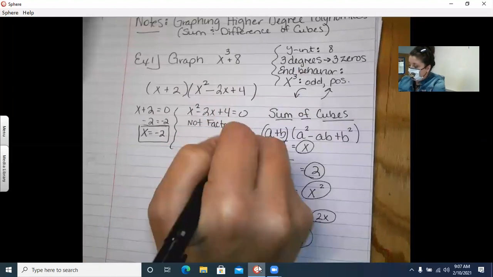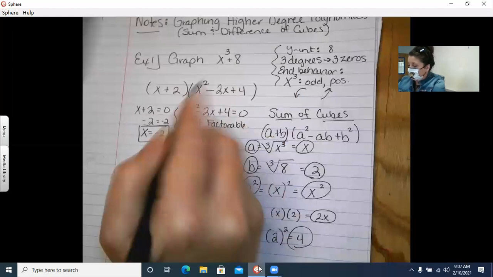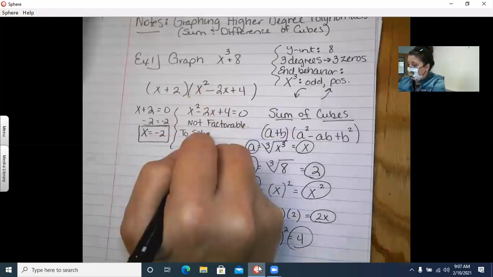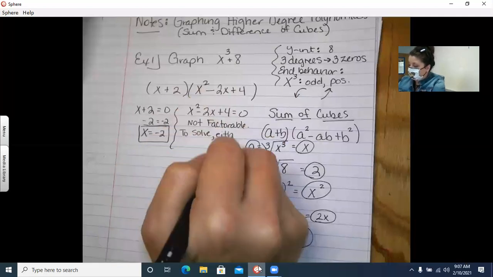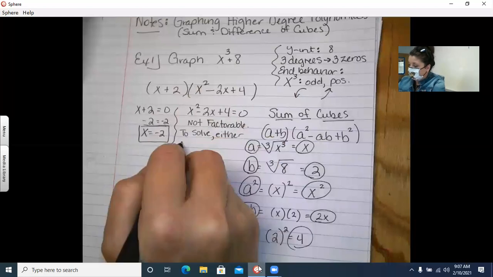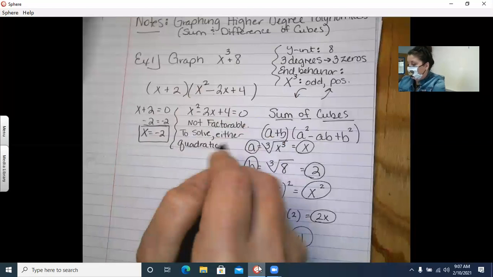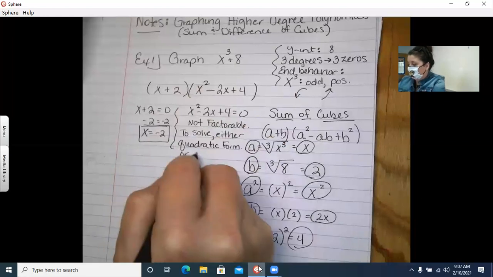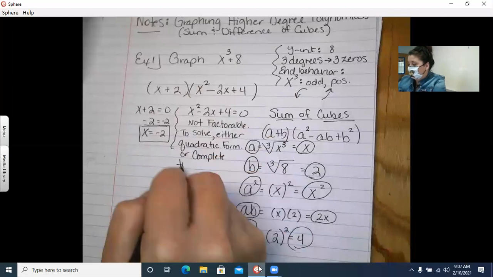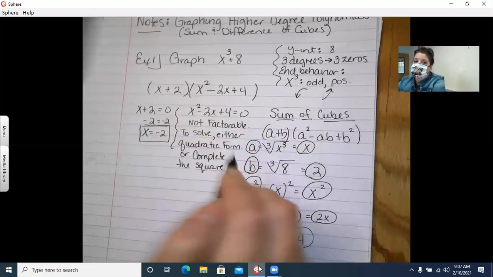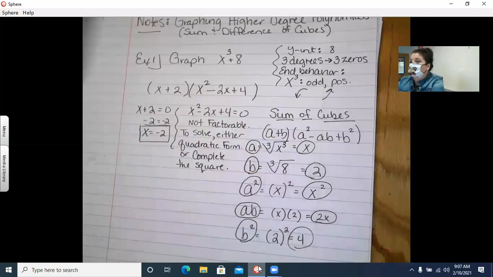So to solve, either we have to do the quadratic formula, or completing the square. Since it's not factorable, to solve a quadratic, it's either the quadratic formula or completing the square.